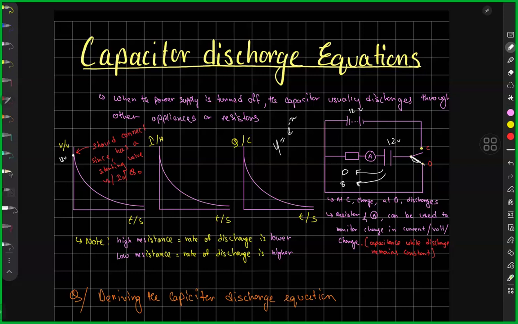And you will find out the formula for it. Okay. So this is how the discharge of a capacitor happens. Very important. Very, very important. Okay.